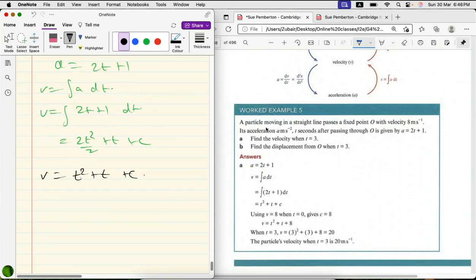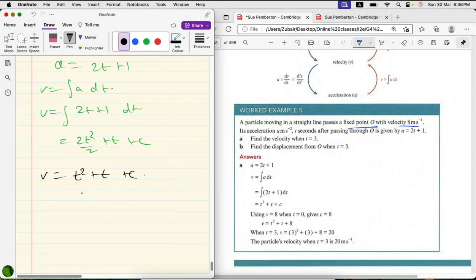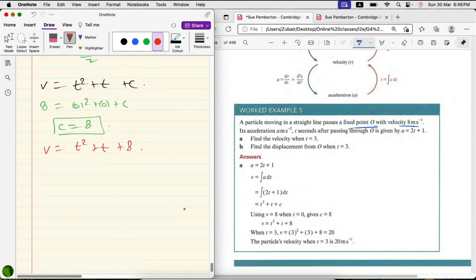And now the data is given. Particle in a straight line passes a fixed point O with velocity 8. So when it passes the origin, time at that point is 0 and velocity is 8. 0 square plus 0 plus c, so c is equal to 8. Finally, the equation for velocity is t square plus t plus 8. Find the displacement from origin when t is 3. So we already have the equation of velocity. We integrate it again to find the displacement.